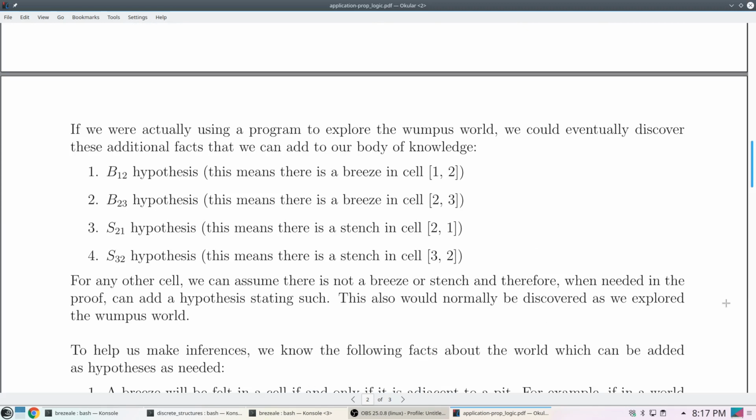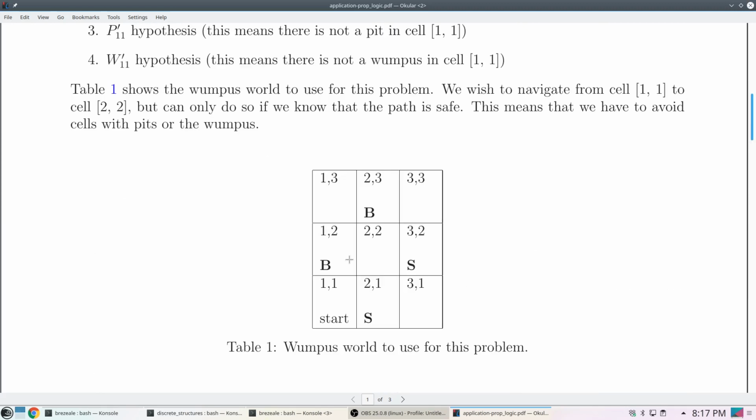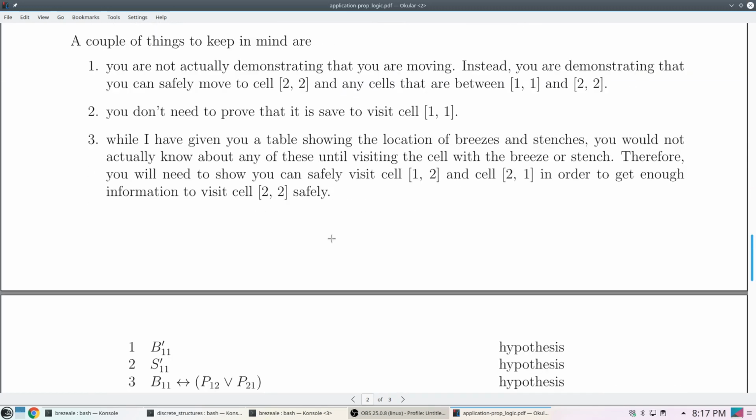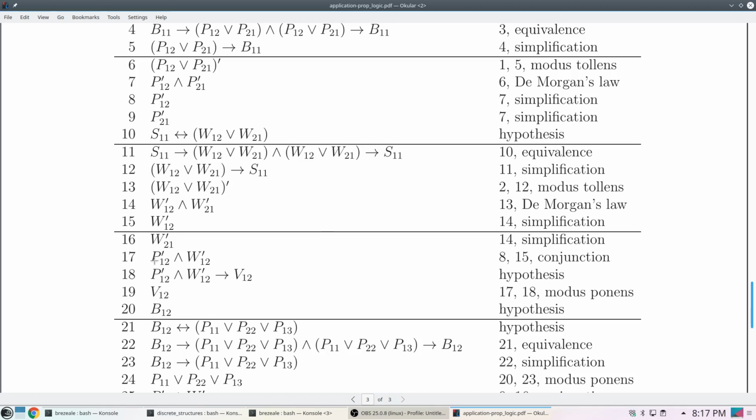Going up above, look at our world. Here's 1-2. I use the fact that there's not a breeze here, there's not a stench here, and my understanding of the world to show that I can safely move to 1-2. That's what I just did. So it took all of that, 19 steps, just to show that I can visit 1-2. And so we'll pretend that I've now moved there.